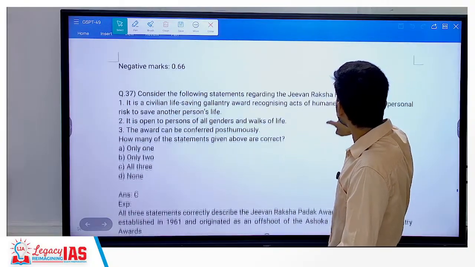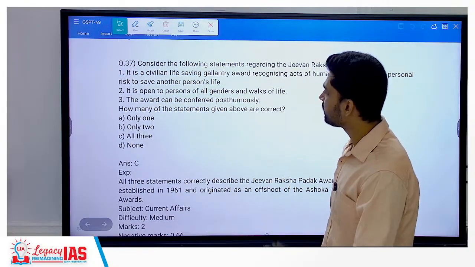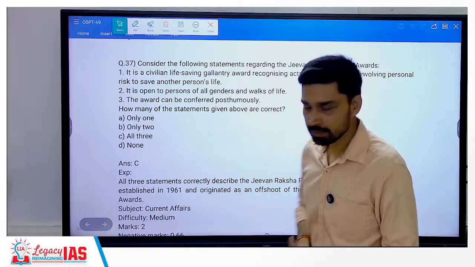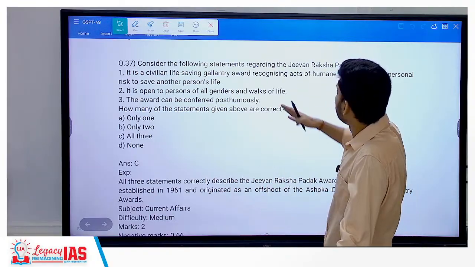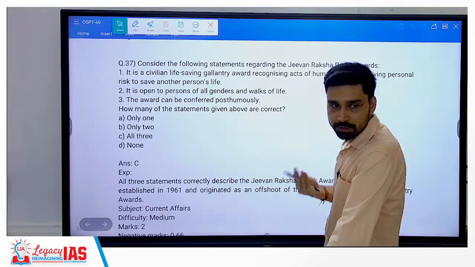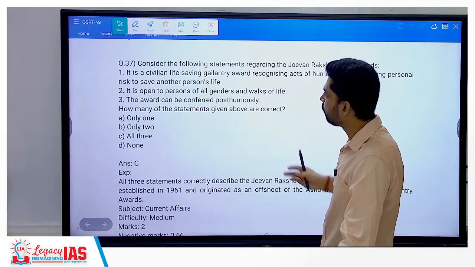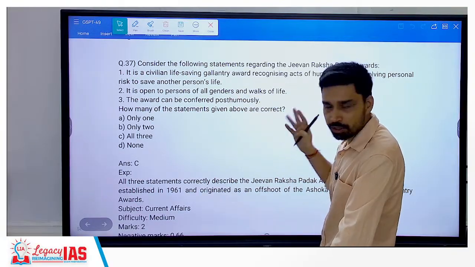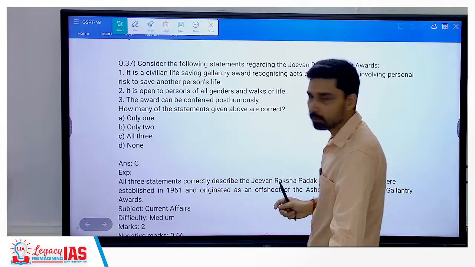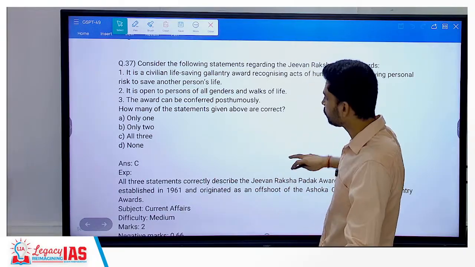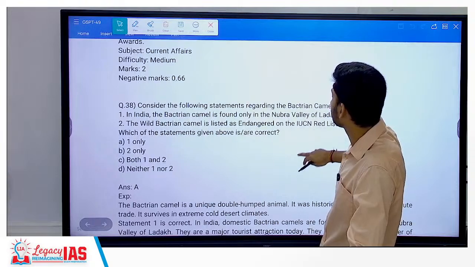Then Jeevan Raksha Padak Award. All the 3 statements are correct. Basically, any civilian who has risked his life to save another person's life can be awarded. It is given to all genders, all walks of life. The award can be conferred even after the death. So all 3 statements are correct about Raksha Padak.